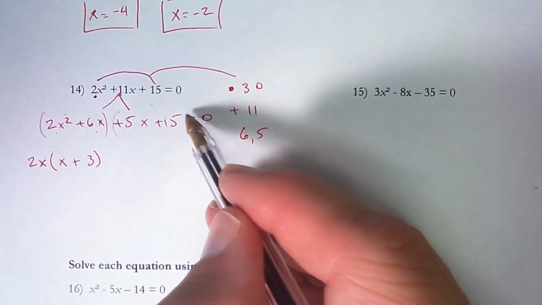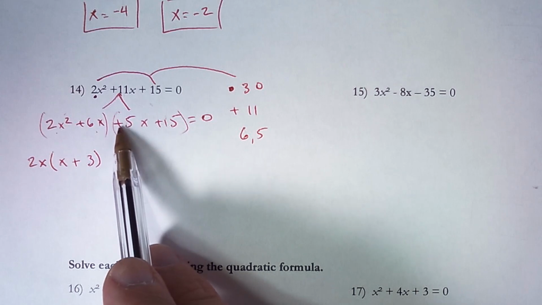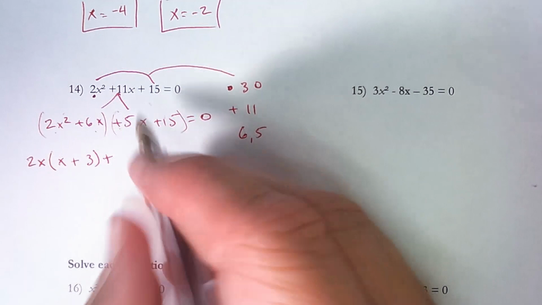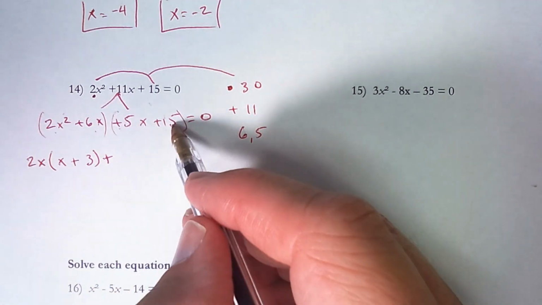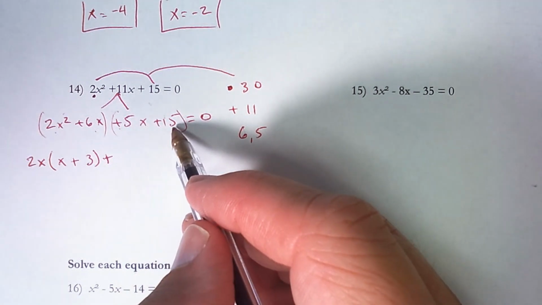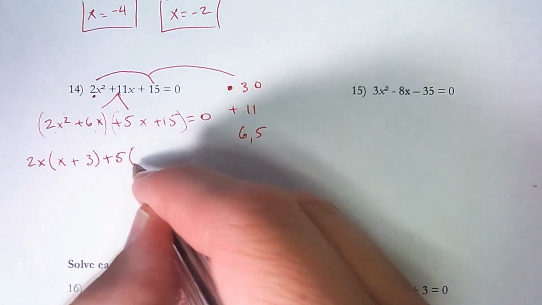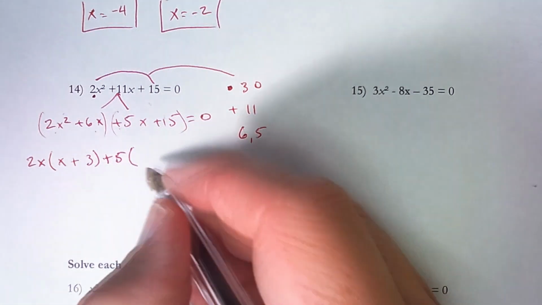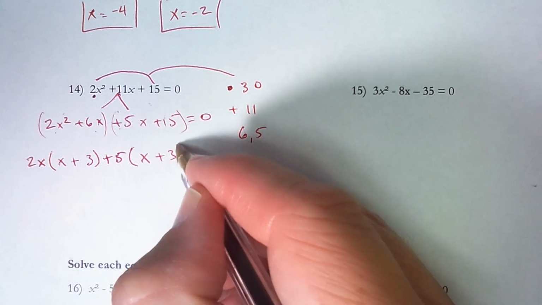Then I'm going to group these together. Whatever this sign is, I want to factor this sign out. It's positive, so I'm going to factor out a positive. If this was negative, I would factor out a negative. Then 5x and 15, the biggest number that goes into both is 5, so I'll factor out positive 5. So 5x divided by positive 5 is x. 15 divided by positive 5 is 3.